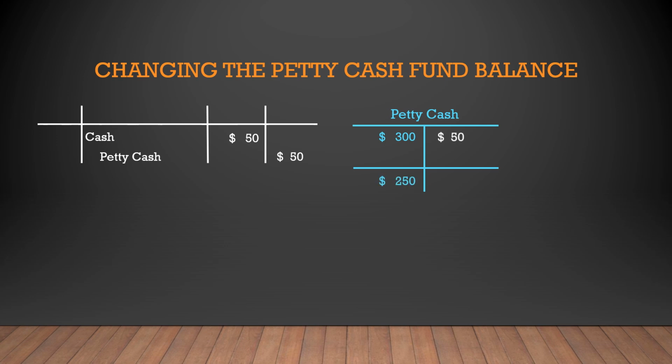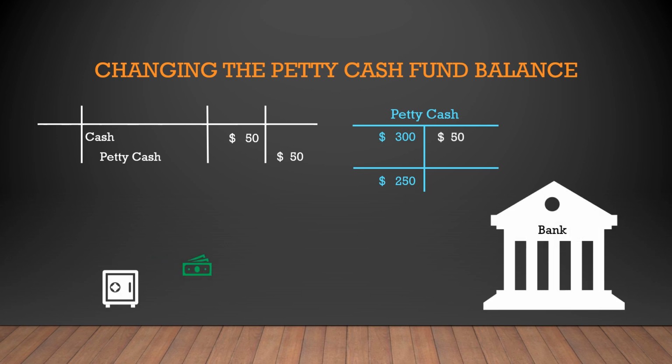Understand what's happening with this entry. We're taking $50 out of the cash box and taking it back to the bank for deposit in the company account. After this point, at any given time, the sum of the cash in the box plus the receipts should total to $250.